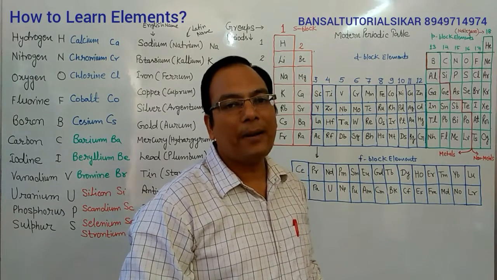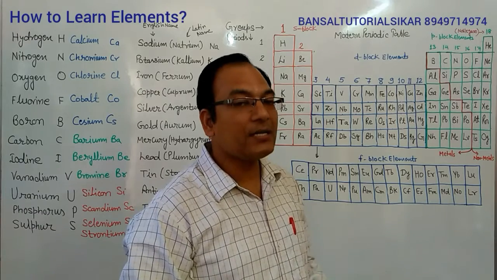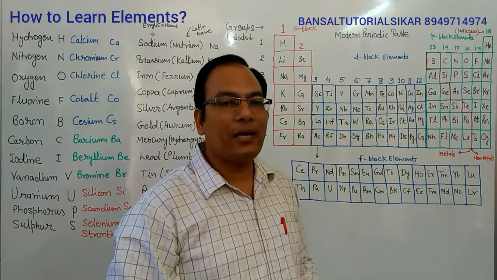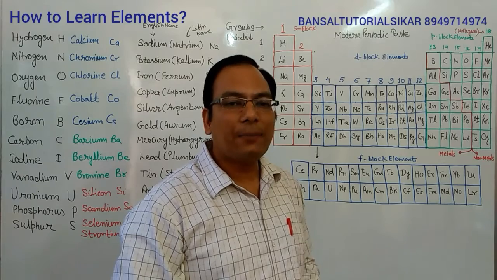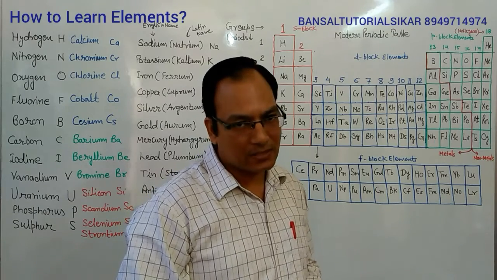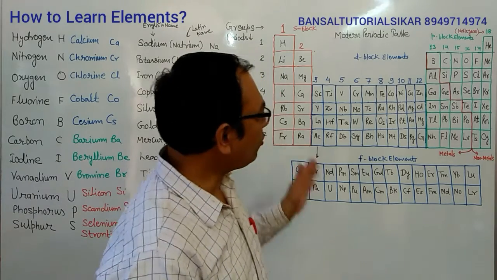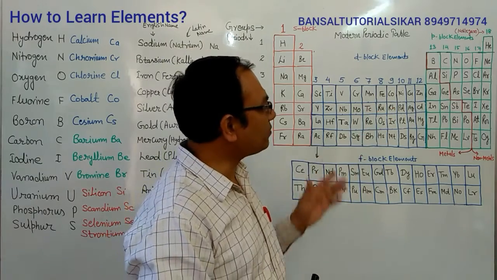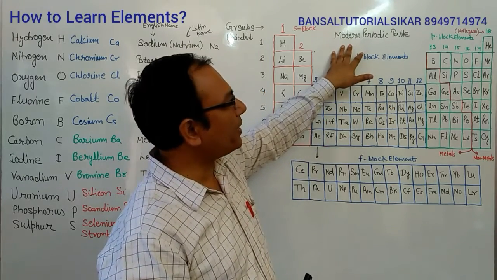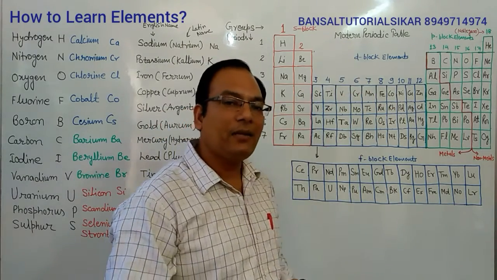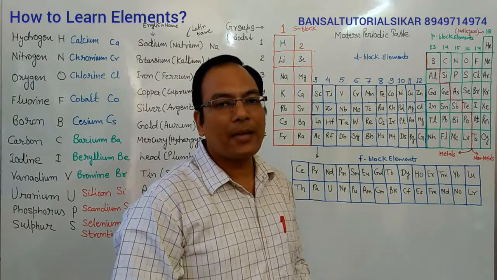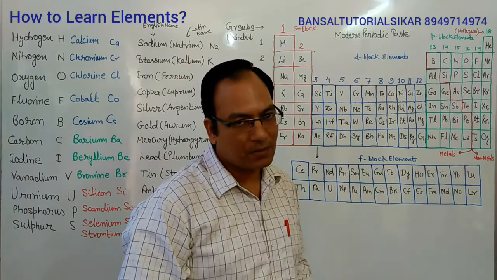We will discuss metals, non-metals and metalloids in detail in chapter number 3, Metals and Non-metals. And we will also discuss in detail this periodic table, why it is called the modern periodic table, in chapter number 5, Modern Periodic Classification of Elements.